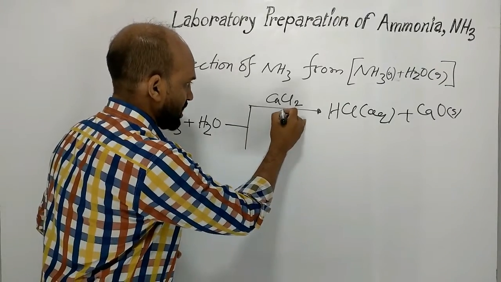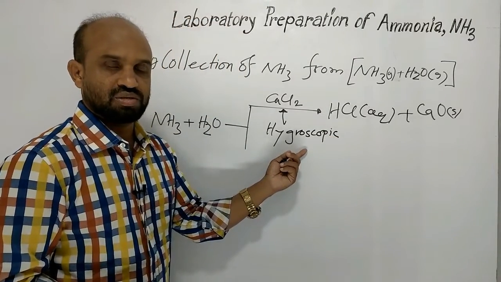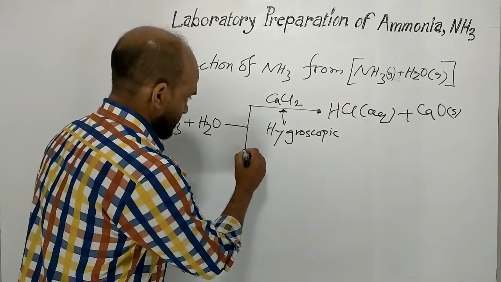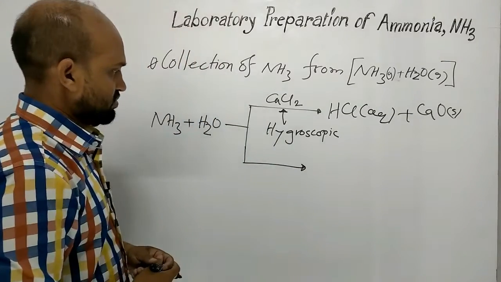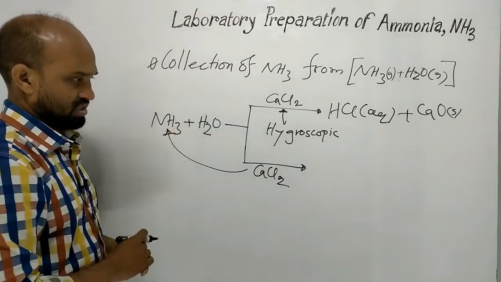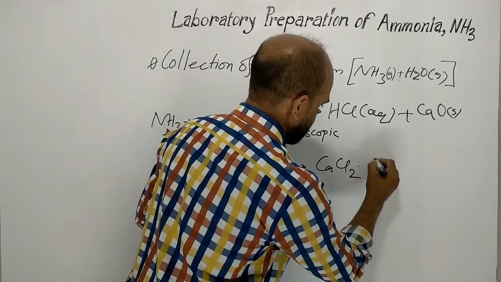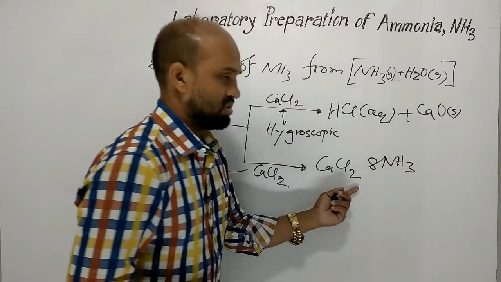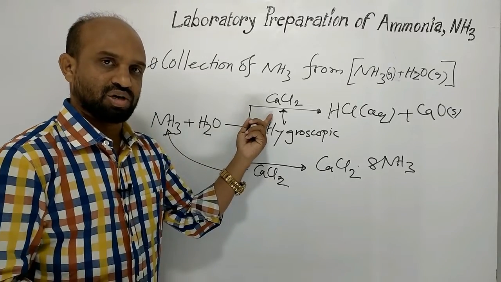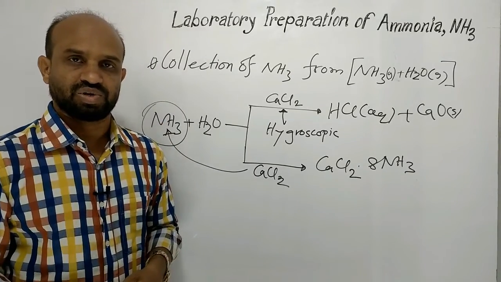This is a kind of hygroscopic substance. Hygroscopic means tending to absorb moisture from air. At the same time, calcium chloride reacts with this ammonia and forms calcium chloride octaamine, which is a kind of complex compound. So, using calcium chloride, ammonia gas cannot be separated.